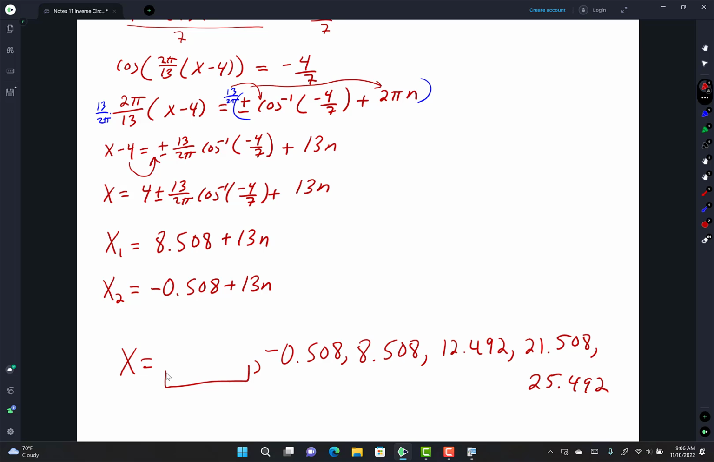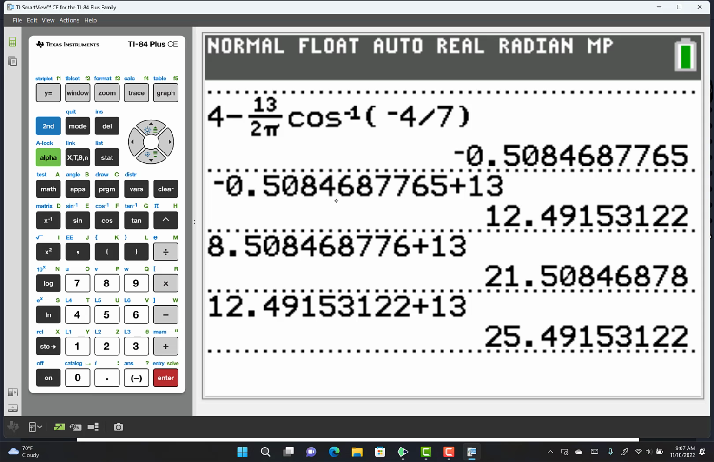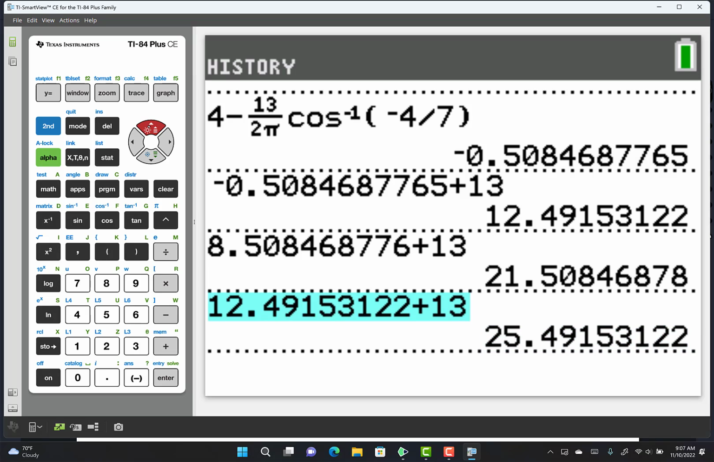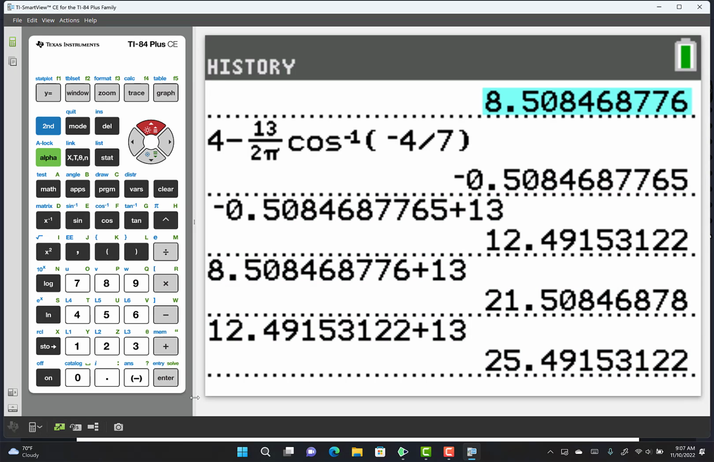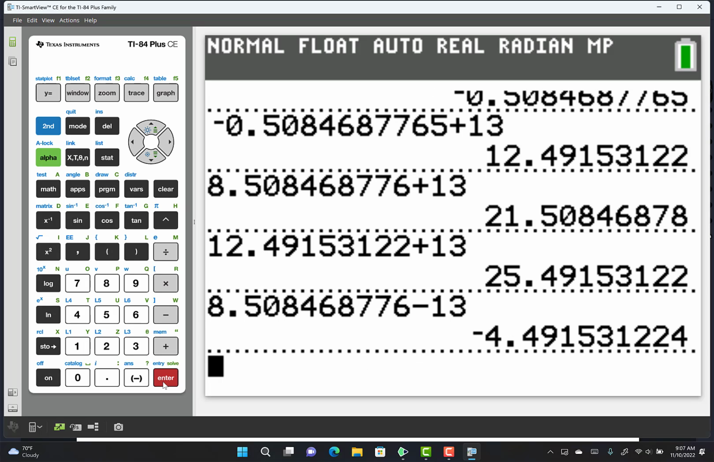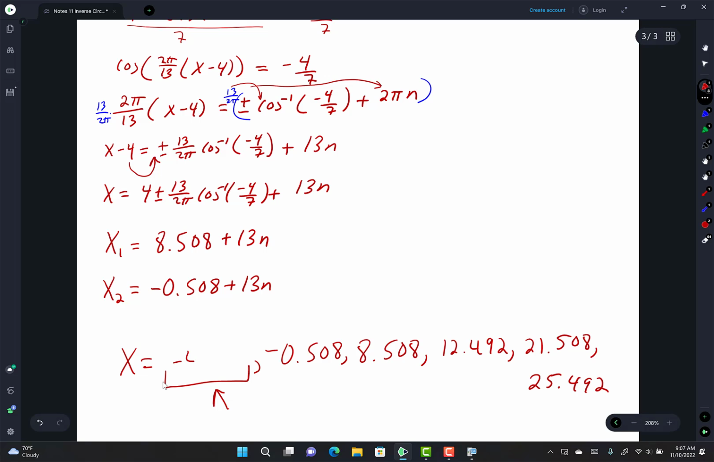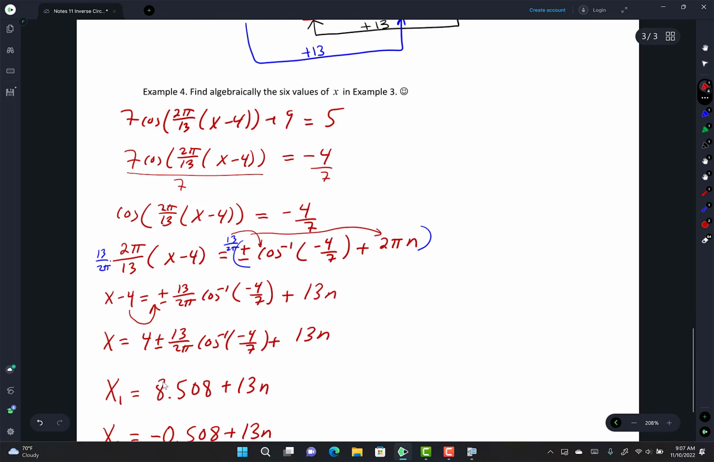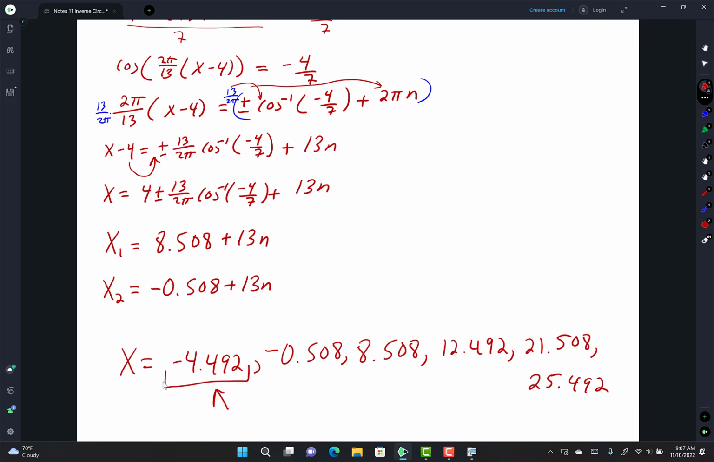I'm missing one. How do I get this leftmost one? Subtracted from which one? From the 8.508. So I'm going to go to the 8.508. Where are you at? Way up there? Okay, there it is. Enter. And I'm going to go minus 13 this time. And there it is. Negative 4.492. Which was, yep, there it is. And we got them all, guys.